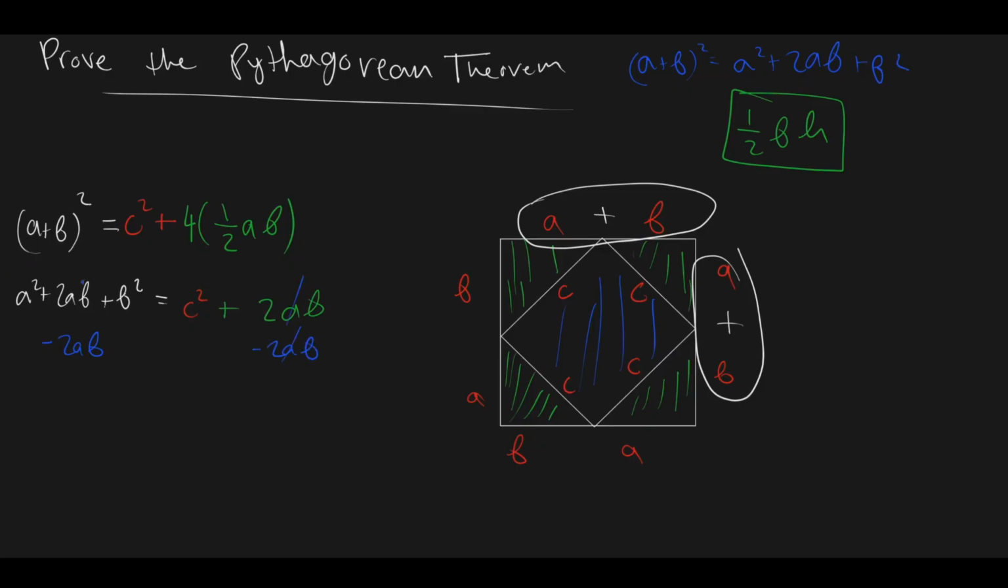This is going to cancel with this. So we will get, in the end, A squared plus B squared is equal to C squared. And this is our final equation. The Pythagorean theorem is proved using this model. And I really think this is the simplest model that you can use to prove the Pythagorean theorem.